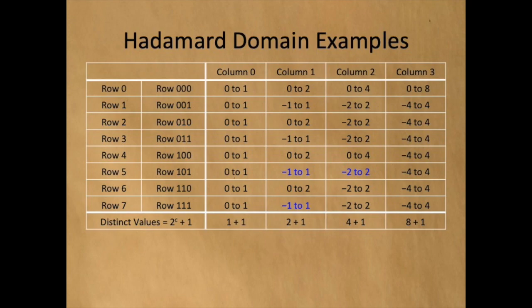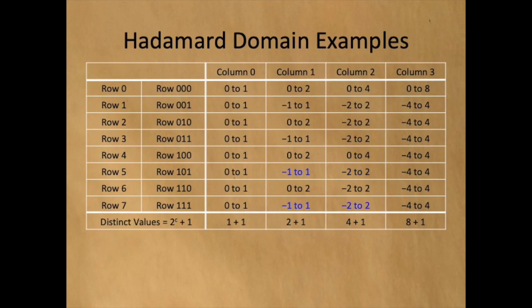This is the other case. Column 2 row 5 adds the two parents. The minus 1 in row 5 plus the minus 1 in row 7 equals minus 2. The 1 in row 5 plus the 1 in row 7 equals 2.